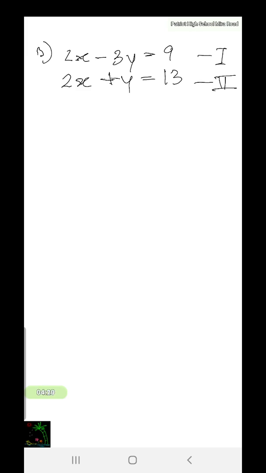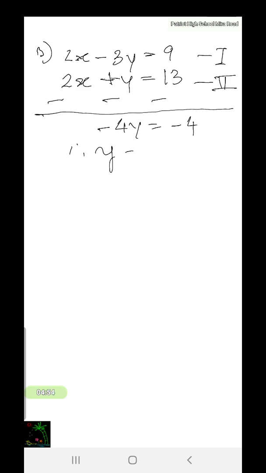Example 3. 2x minus 3y is equal to 9, first equation. 2x plus y is equal to 13, second equation. Subtracting equation 2 from 1, we have to change the sign throughout the equation. So all the plus quantities will become negative. So we have 2x minus 2x, which is 0. Minus 4y is equal to minus 4.